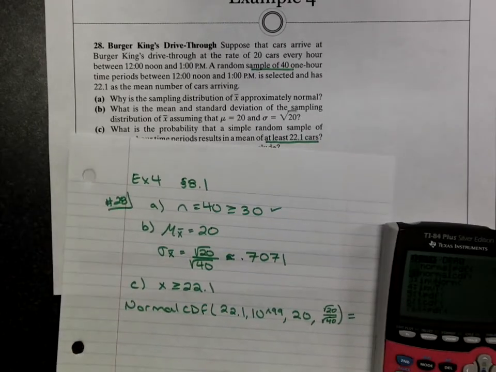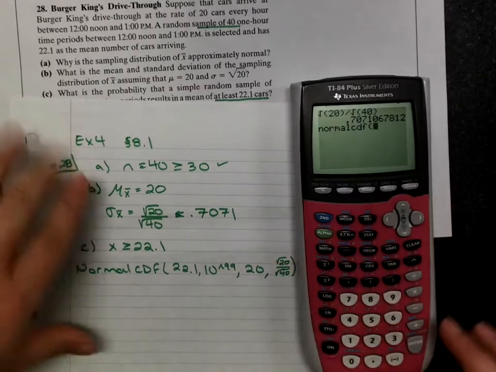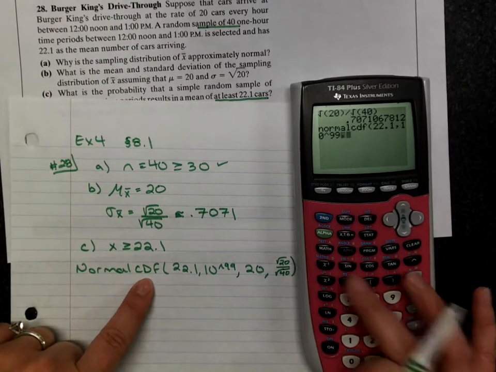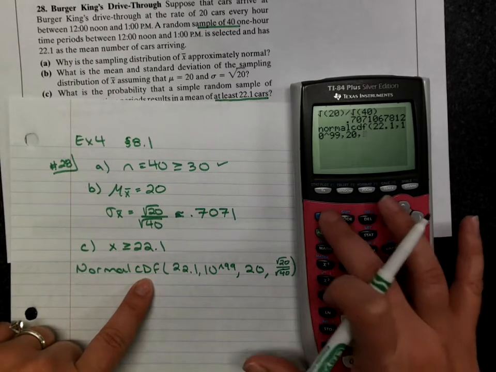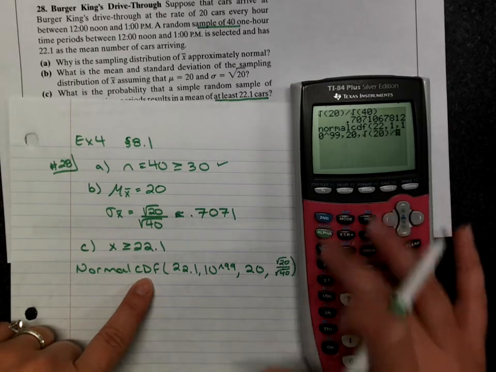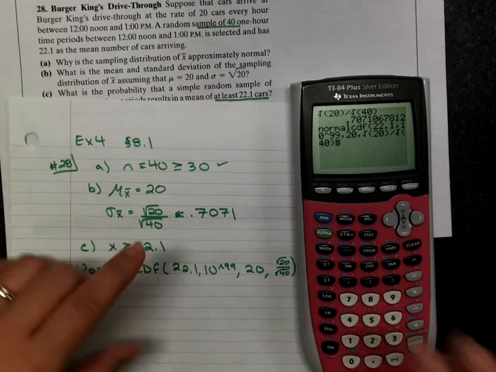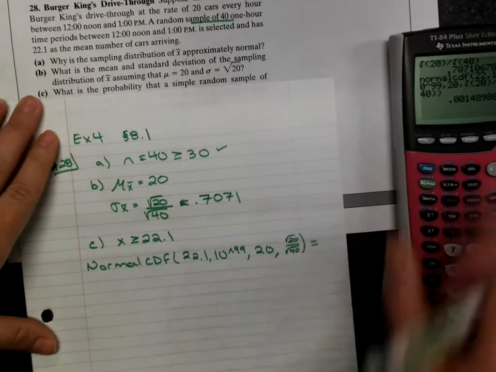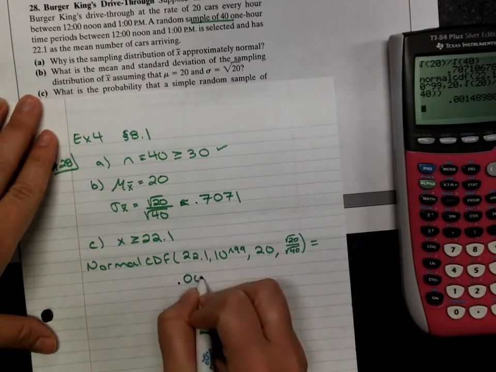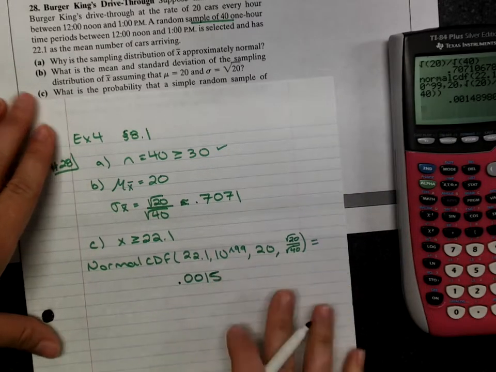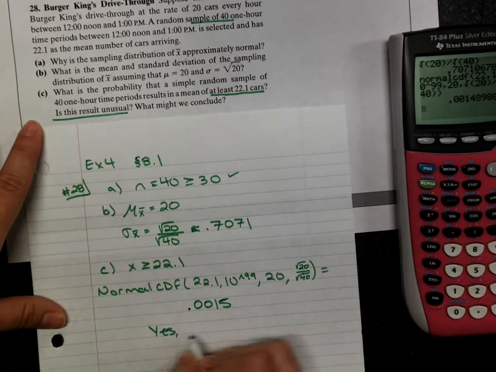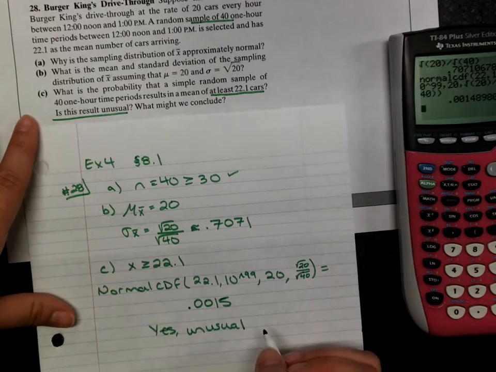Normal CDF, 22.1 to infinity, mean of 20, standard deviation is the square root of 20 divided by the square root of 40. Make sure to close parentheses or stop the square root between those, and then a double parentheses to close it. You get a very small value, 0.0015. And is this result unusual? Yes, it is unusual.